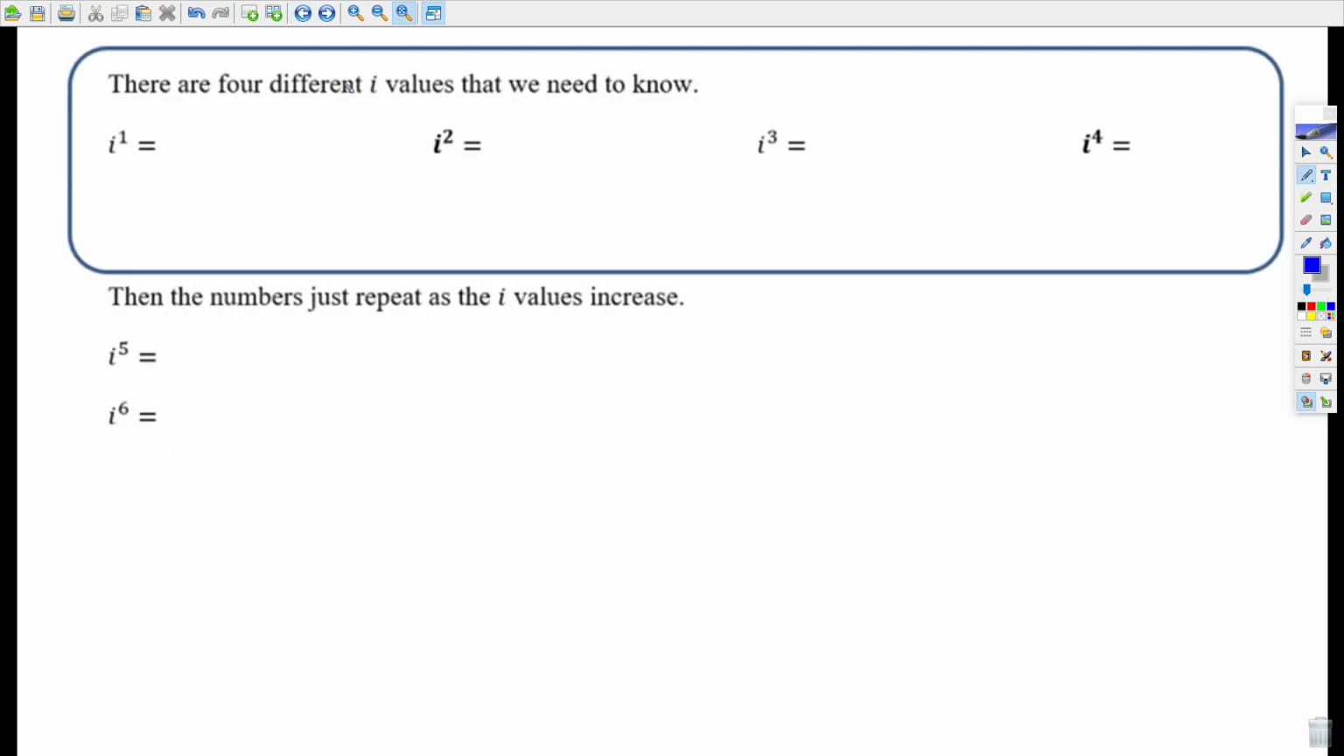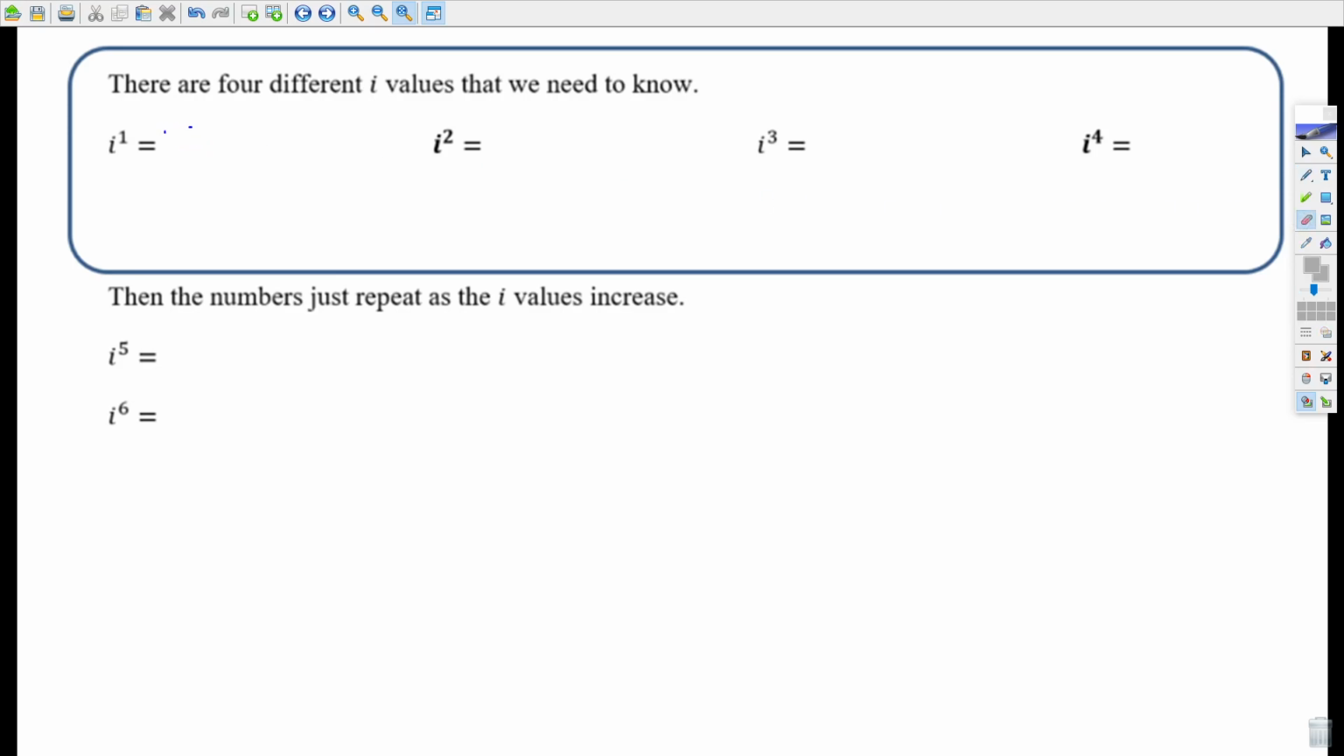All right, last part here. So we're going to look at the 4 different i values that we need to know. We have i to the first, and I'm going to show you how to get these answers, and we're not going to use square roots as our answers for the most part. We're just going to keep them without the square roots as best as possible. So we know i to the first is square root of negative 1. Don't write this though. I'm just going to keep it as i.